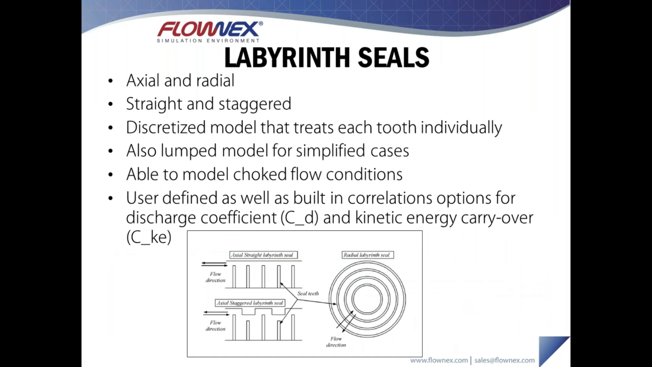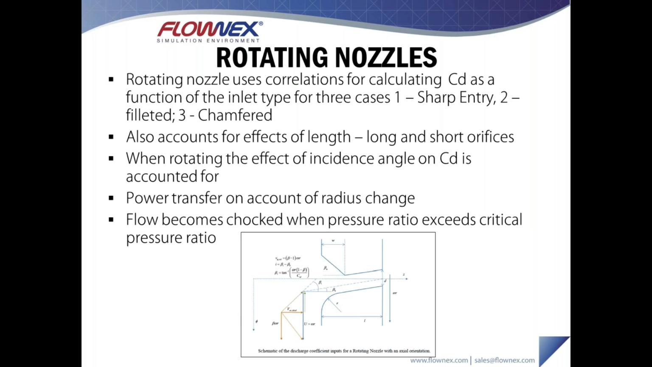Our Labyrinth seal models can be for both axial and radial Labyrinth seals, with either straight or staggered orientation as well. As I mentioned, we have the ability to look at a discretized model, considering each tooth individually, or looking at a lump model for more simplified cases. These flow components also account for choked flow, so if our critical pressure ratio is ever exceeded, the flow is choked inside of our flow calculations. And then also, as I mentioned, we have the ability for users to specify their own correlations. In this component, for example, users are able to specify their own values for discharge coefficients, as well as kinetic energy carryover coefficients as well.